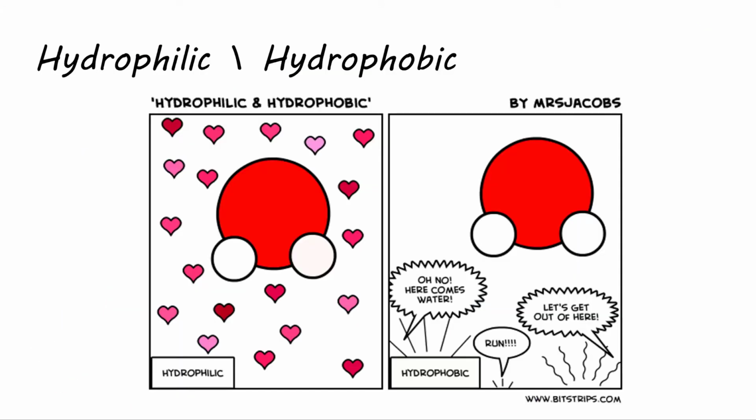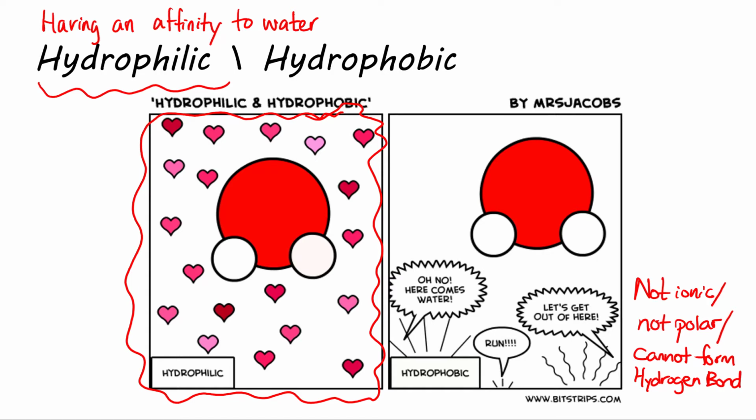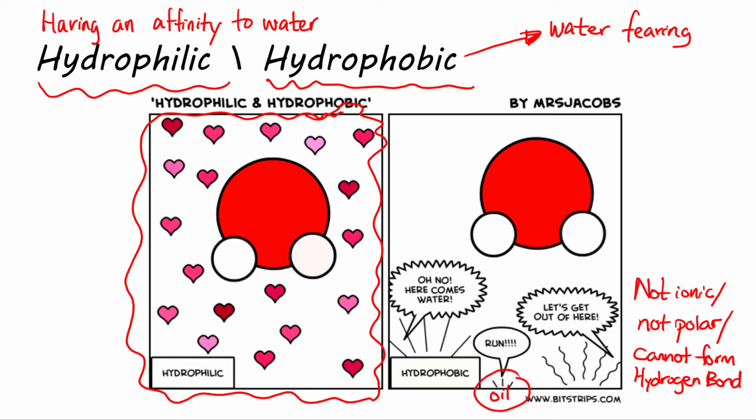If a substance can be dissolved in water, it is said to be hydrophilic, which means having an affinity for water. As seen here with lots of love, substances that are non-ionic and non-polar, or cannot form hydrogen bonds with water, are hydrophobic, or water-fearing. One example of a hydrophobic molecule is oil, because oil doesn't really have any polar covalent bonds within the oil molecule. Therefore, it cannot create a polarity to form hydrogen bonds with water.